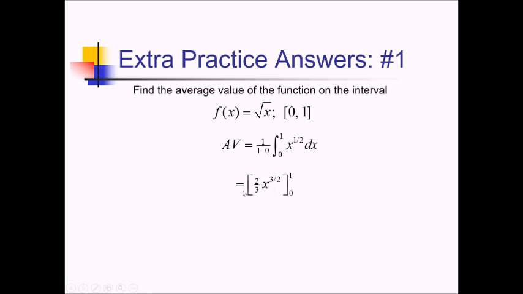I'm going to pull out this 2/3, and inside my parentheses, this is the square root cubed of 1 minus the same deal with 0. So this is really just 1 minus 0, which all comes out to just 1 inside there. So when all is said and done, we get 2/3 for our average value.